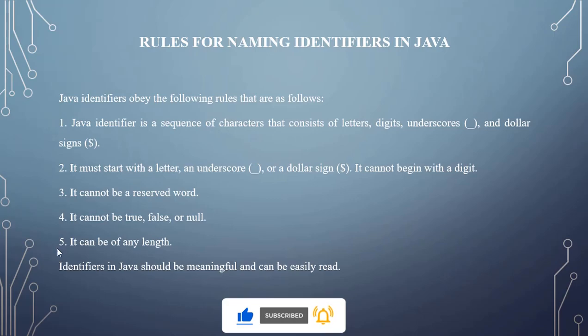So, we won't use these keywords as identifiers. Identifiers cannot be true, false, or null. The fifth rule is, it can be of any length. Okay, no restriction of length. Identifiers in Java should be meaningful and easily readable. So these are all the rules for naming identifiers in Java.